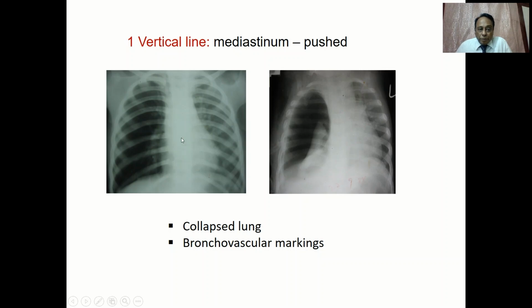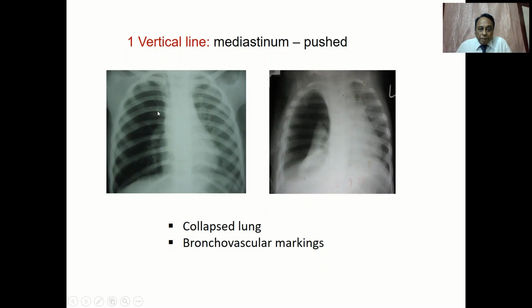Actually, how to differentiate? You look at two important things. One is the bronchovascular markings. The second thing is the collapsed lung. Look at here. You can see the collapsed lung with hyperlucency, and here also there are no bronchovascular markings. So there is a collapsed lung, no bronchovascular markings, and such a picture goes with the pneumothorax.